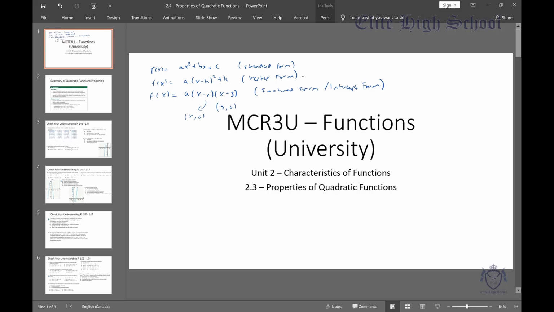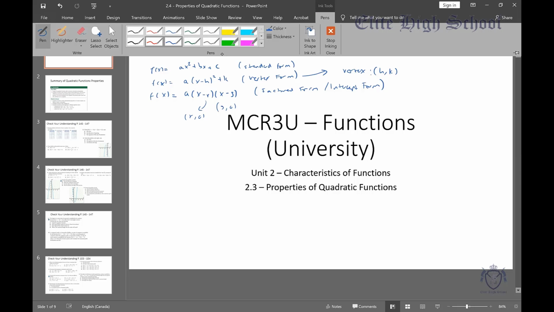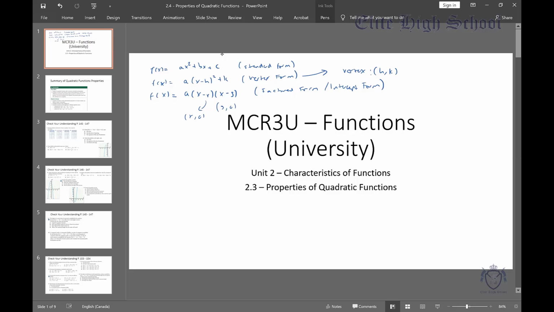The vertex form is really relevant because it tells us what the vertex of the quadratic is, which is (h, k). And the standard form is more of a universal format. You can use this to help you find y-intercepts. You can also find the vertex through this, and we'll explain how you can go about doing that, okay? So a few things that I'm just going to write for each form, just so you can understand some of these properties. And we'll start with the standard form.